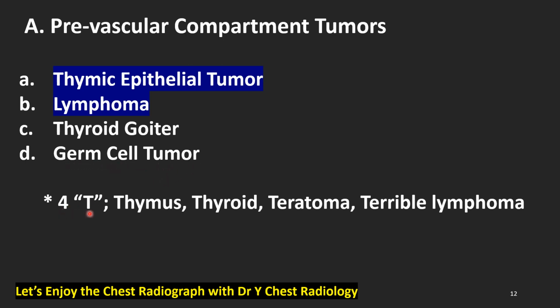Medical students used to memorize the anterior mediastinal tumors or prevascular compartment tumors as 4T: thymus, thyroid, teratoma, and terrible lymphoma. Terrible lymphoma. Isn't it funny? They memorized lymphoma as T, terrible.